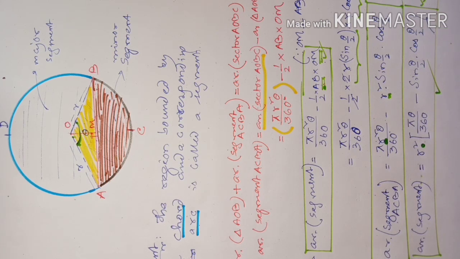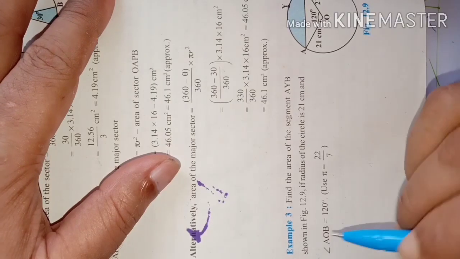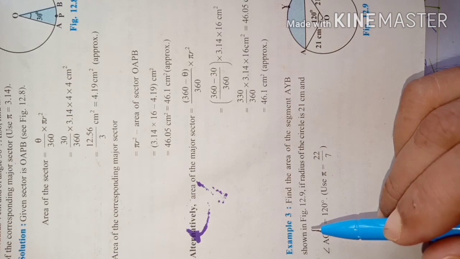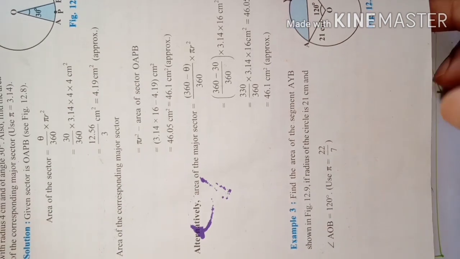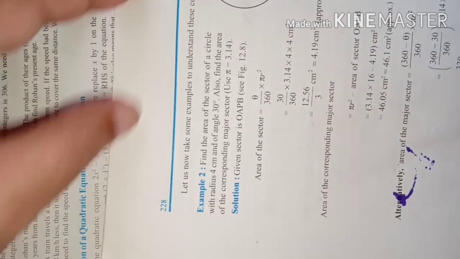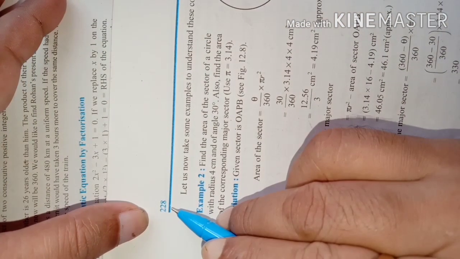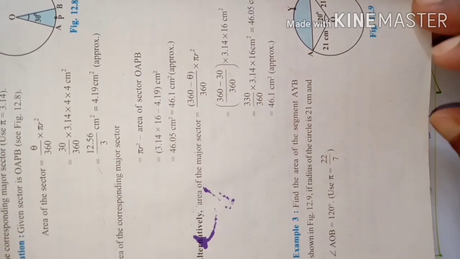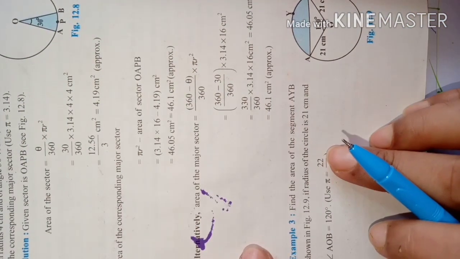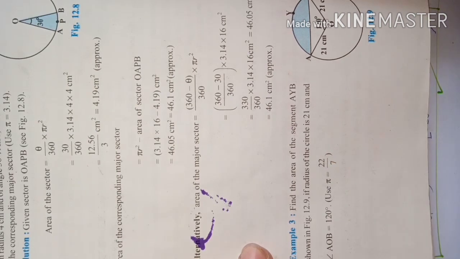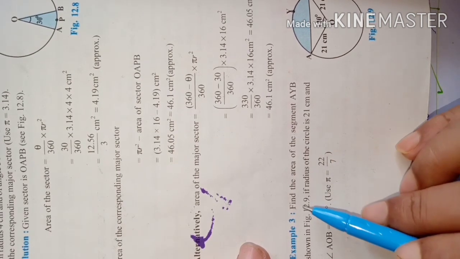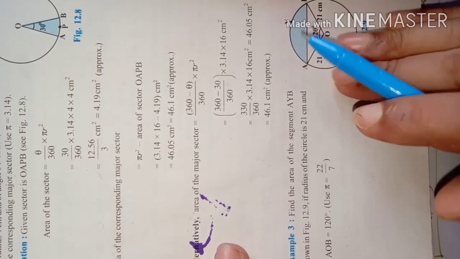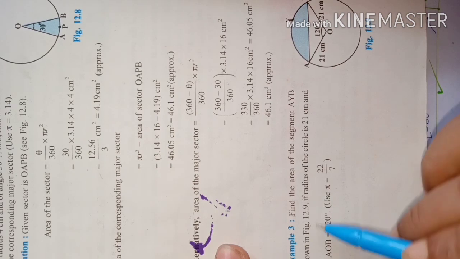Let us take a question. Dear students, I am taking example 3 in page number 228. Just you see, this is page number 228 from our textbook, and I am taking example number 3. The way that the book writer has done, that we will not do, we will use our formula now. Here it is given, find the area of the segment AYB. Diagram is given already, shown in figure 12.9.